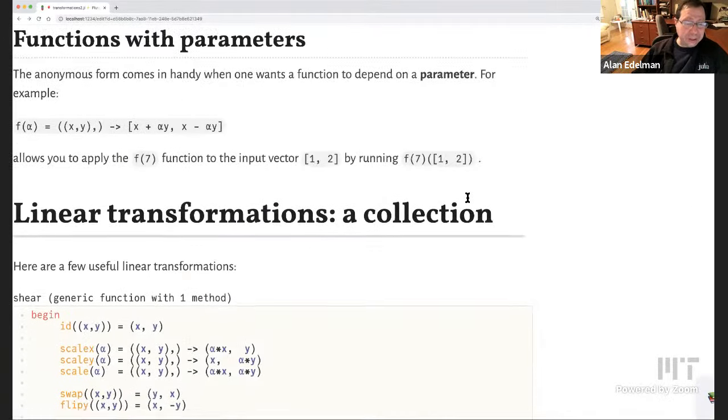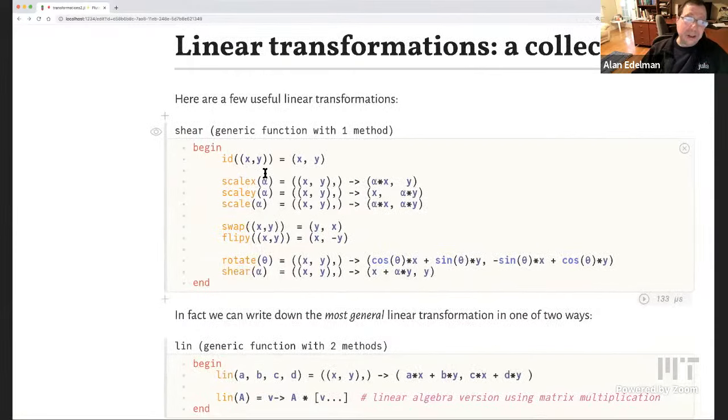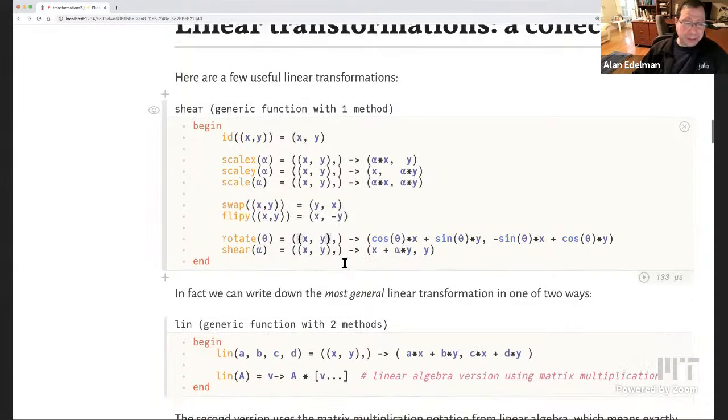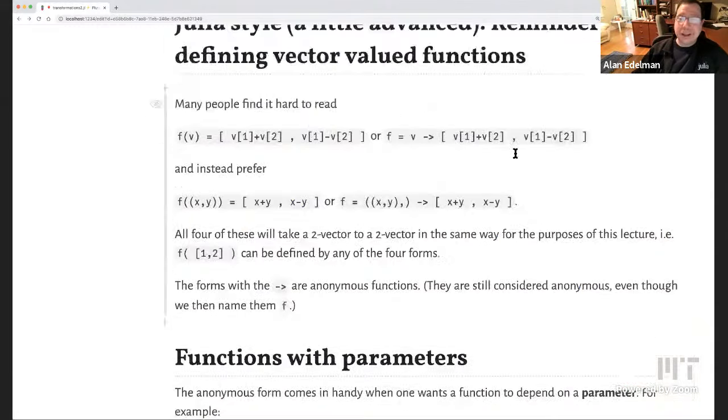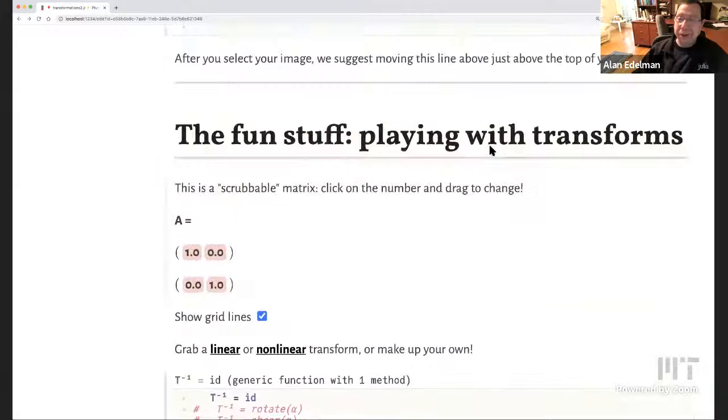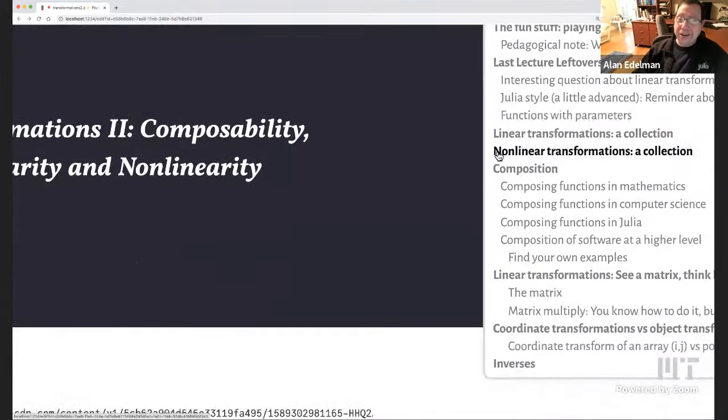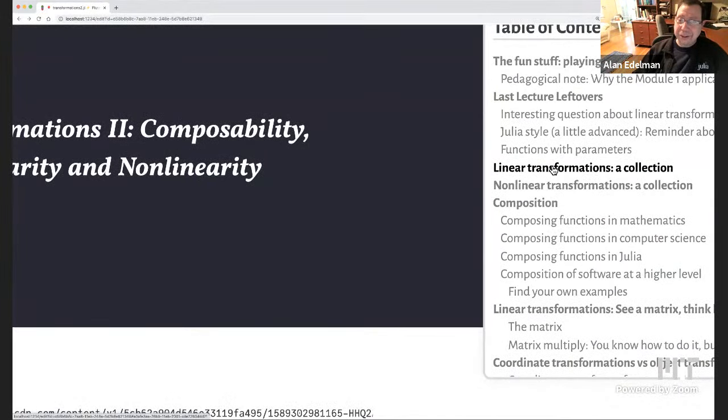Here's my collection of linear transformations. You'll see that when I had a parameter, I used the anonymous function format. So this function, scale x of alpha, will scale the x coordinate. When I didn't have a parameter, I just did it in the short function format. So these are in the short function format, but whenever I had a parameter, this lets you put in the parameter. So that's why we would use the anonymous form. It makes that possible. So let me go back, if you will, to Charles's interesting question.